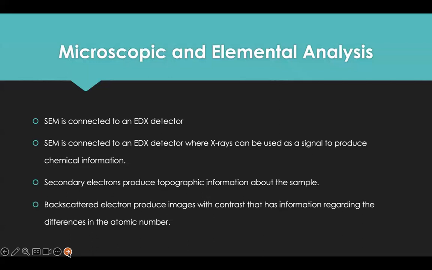SEM generates secondary electrons when the primary incident beam hits the sample, then ejects electrons from their shells. These secondary electrons produce topographic information about the sample. Backscattered electrons produce images with contrast that have information regarding the differences in the atomic number.